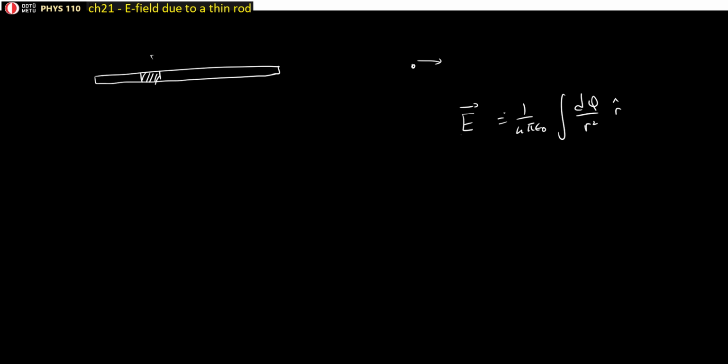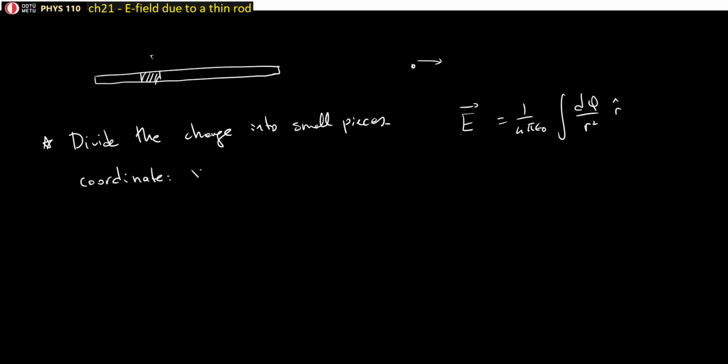The first thing is perhaps about the directions. Actually, let's forget about this and first talk about the division. So we divide the charge into small pieces. Let's start with this. For this, I need a coordinate, which will usually be the integration variable, since I'm going to do an integration over this variable.